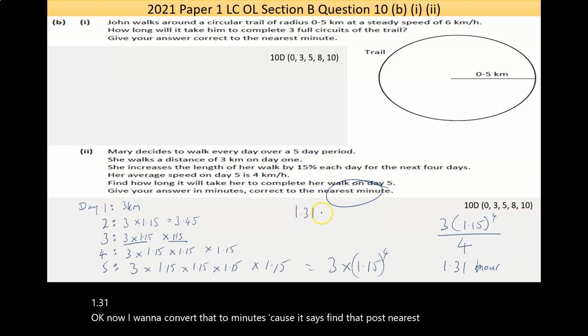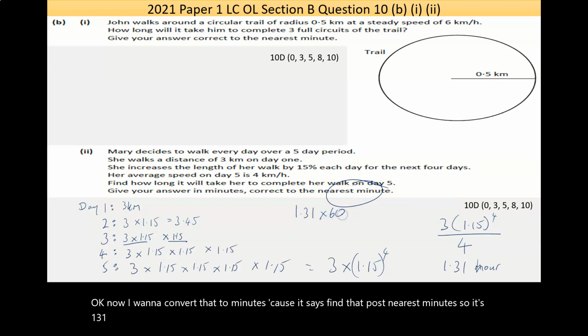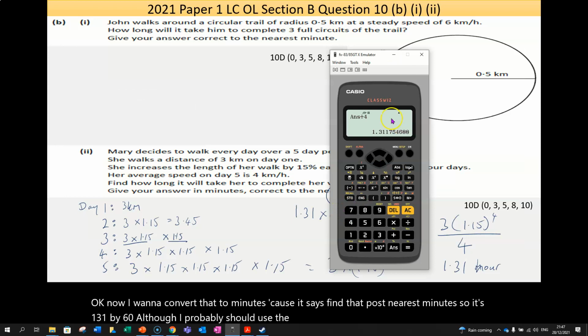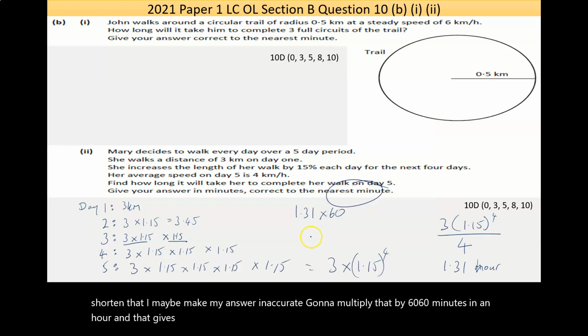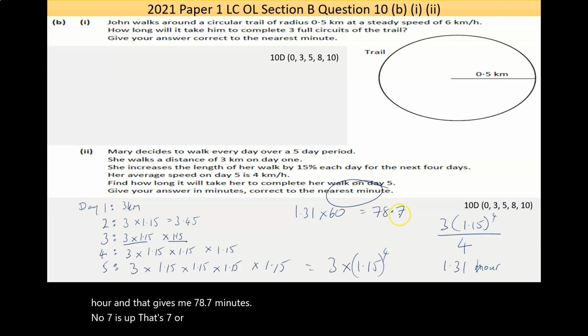Now I want to convert that to minutes because it says find that to the nearest minute. So it's 1.31 by 60, although I probably should use the actual answer on the page here because if I shorten that, I'll maybe make my answer inaccurate. I'm going to multiply that by 60 minutes in an hour, and that gives me 78.7 minutes. Now, 0.7 of 60 seconds is going to round up to 79 minutes.